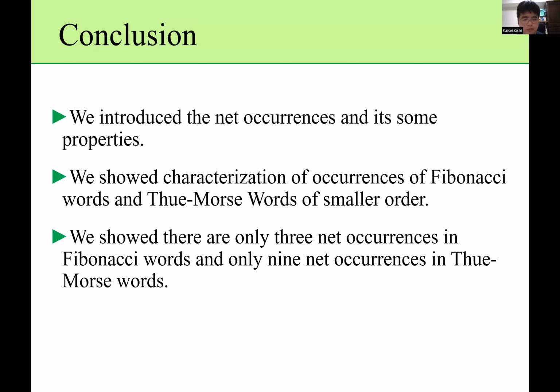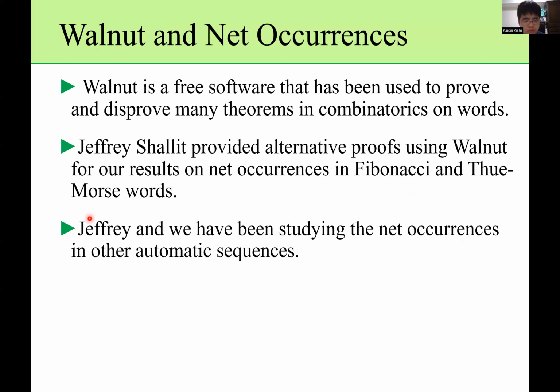And about the characterization of occurrences of Fibonacci words and Thue-Morse words of smaller order, Mr. Jeffrey provided an alternative proof using Walnut. So we will briefly explain Walnut. Walnut is free software that has been used to prove and disprove many theorems in combinatorics on words.